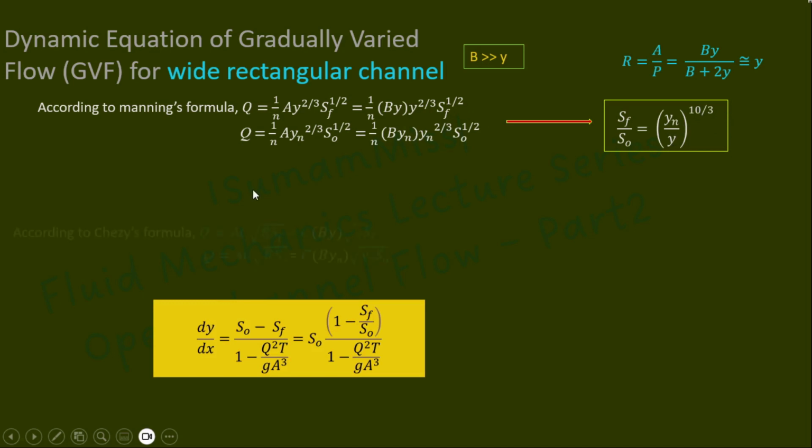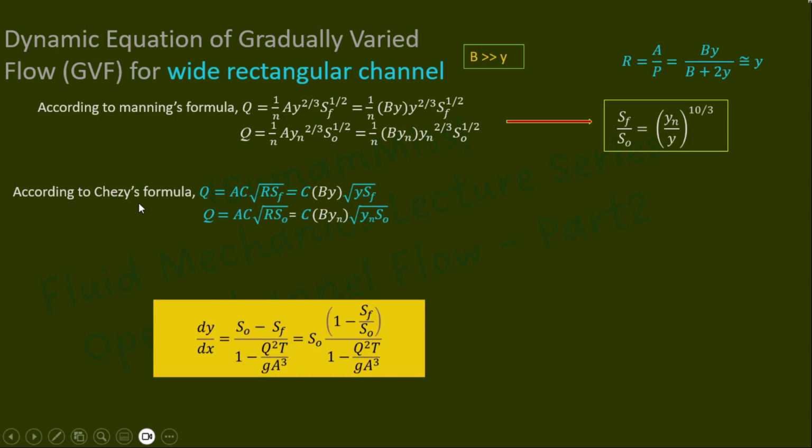If we are using Chezy's formula, then Q equal to AC into root of R into Sf. R is replaced by y and A is replaced by By. So in uniform flow condition, this equation is Q equal to C into B into yn into root of yn into S naught. So if you are using Chezy's formula, then the expression for Sf by S naught equal to yn by y the whole cube.